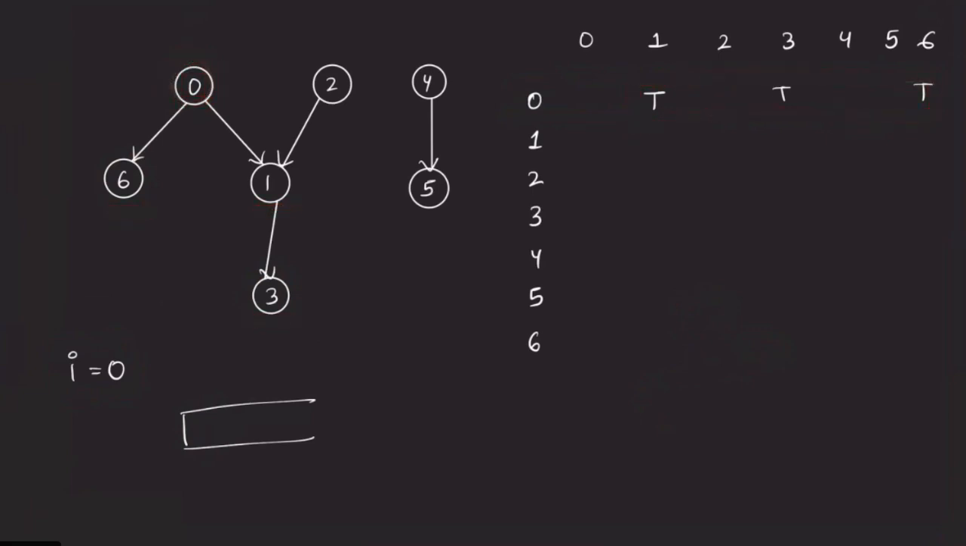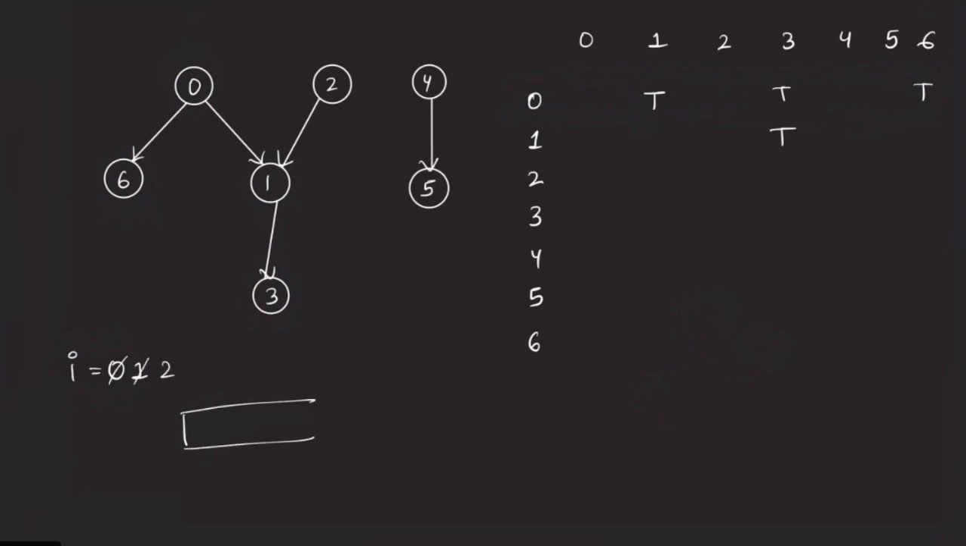Now we will do the same thing for node 1. So for node 1, 1 will be pushed over here. In the first iteration, this 1 will be taken out. The adjacent node of 1 is 3. So we will mark it here as true, and then 3 will be pushed. Then 3 will be taken out. 3 is not having any adjacent nodes, so the queue will become empty.